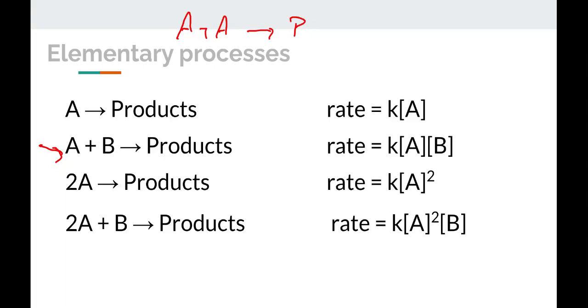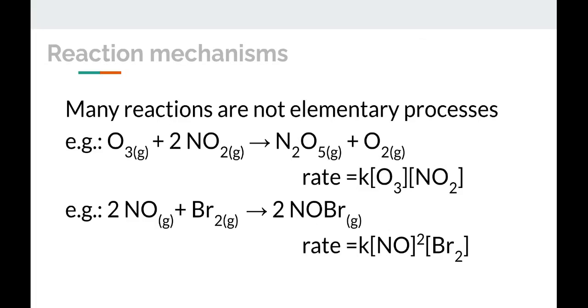Now remember, this is only for processes that happen in a single step, and many reactions don't actually do that. For those kinds of reactions, it's helpful to come up with a series of steps, which are elementary processes themselves, that explain how the reaction actually occurs. For example, in this top reaction, O3 reacting with 2NO2 to make N2O5 and O2, the rate law is rate equals k times the O3 concentration times the NO2 concentration. So it's first order in O3, which matches its coefficient, but it's also first order in NO2, and that doesn't match its coefficient.